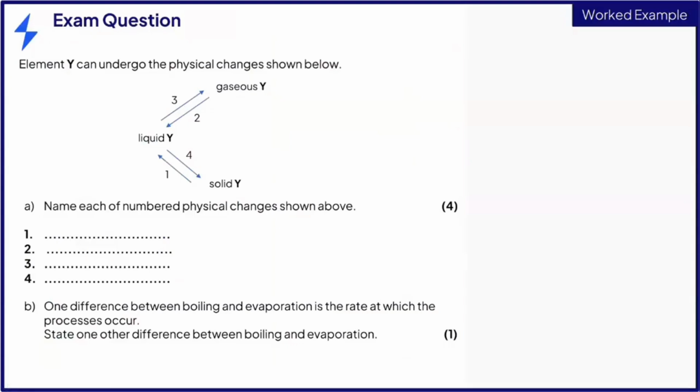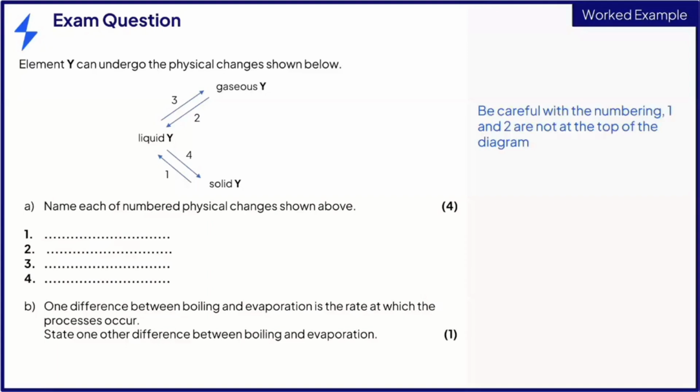Common exam questions expect you to be able to name the changes of state occurring for a given substance. Part A of the question shows the physical changes the element Y can undergo, and you are asked to name each one. Although this is a straightforward question, pay attention to the numbering. Students often identify the correct changes of state but write them in the incorrect order.